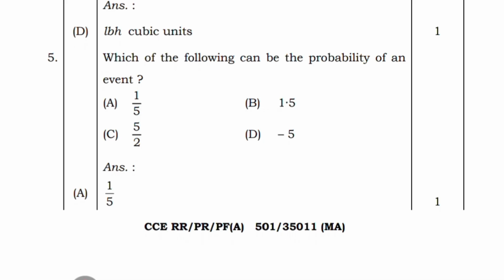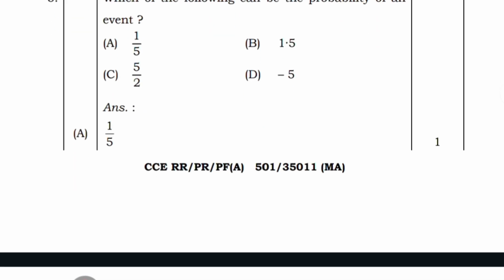Coming to option C, here pi divided by 2. Here there should be a number of outcomes. For example, if there are 2 balls, how can you pick 5 balls? So option C is wrong, option A is correct, where the probability is valid. So option 1/5 is correct.